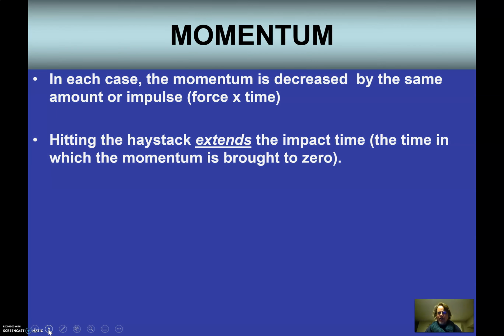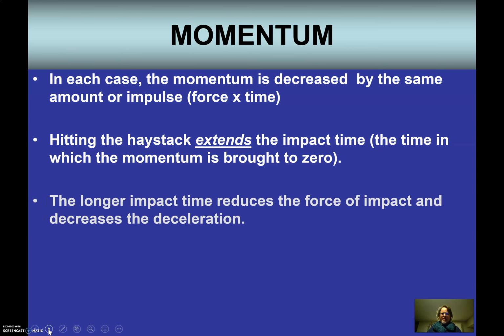Okay. So hitting the haystack extends the time, still the same change in momentum and the exact same impulse. They both stopped the car. Both had the same impulse, but the haystack had a smaller impact force. So the force was smaller on the haystack, but the impulse was exactly the same because they both had the same net. They both went to zero.